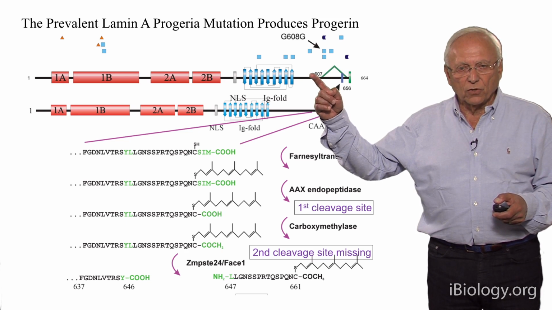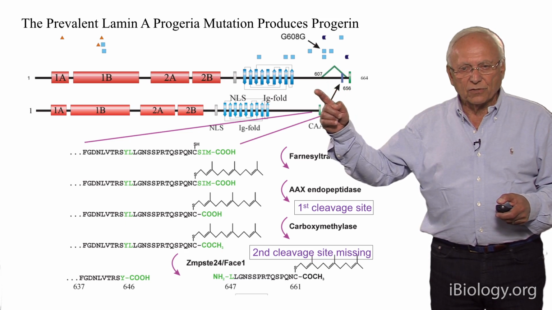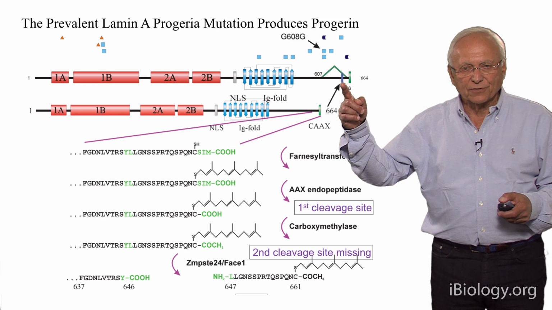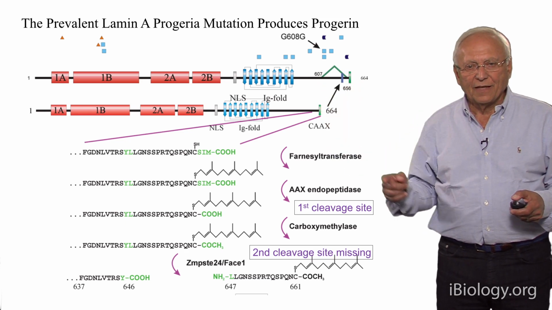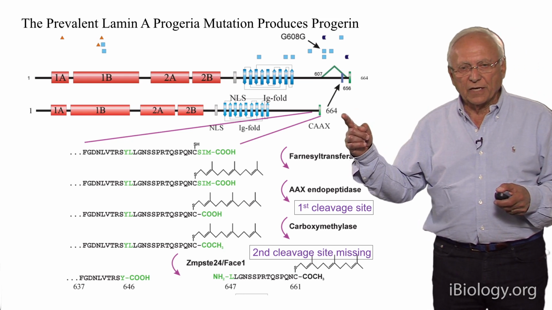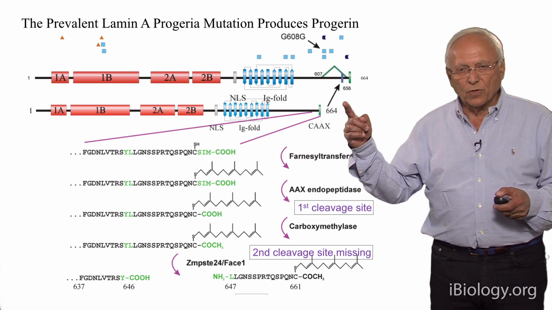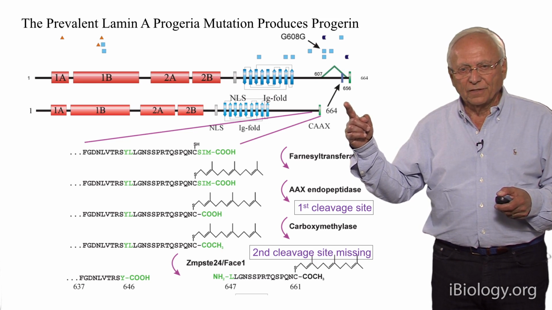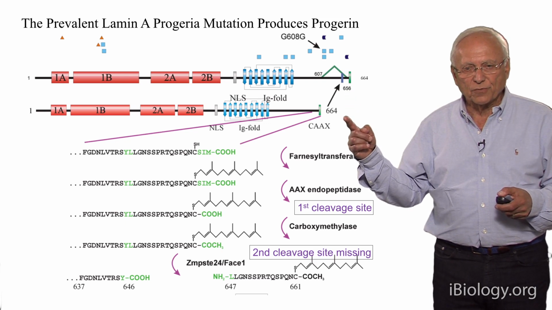And this results in the loss in pre-lamin A of 50 amino acids between the end of the C-terminus, just before the CaaX box, and 50 amino acids upstream. And this produces a protein which is called progerin, and it's a heterozygous situation, so there's one normal allele. There's wild-type lamin A as well as the mutant lamin A expressed in these patients.